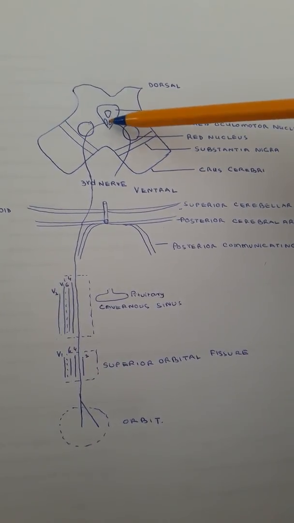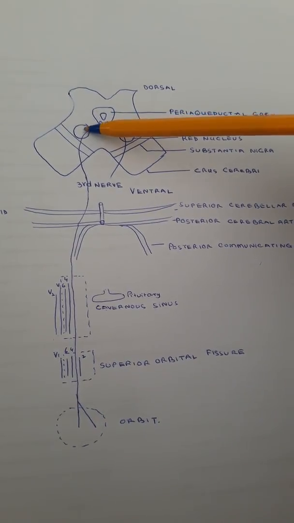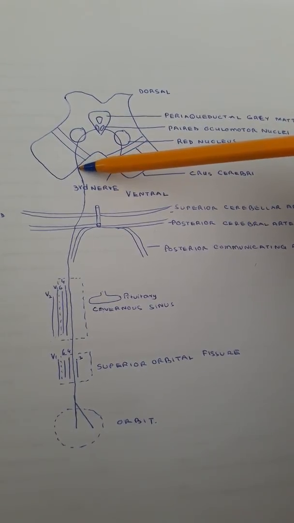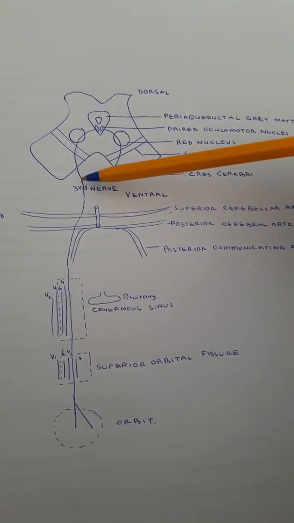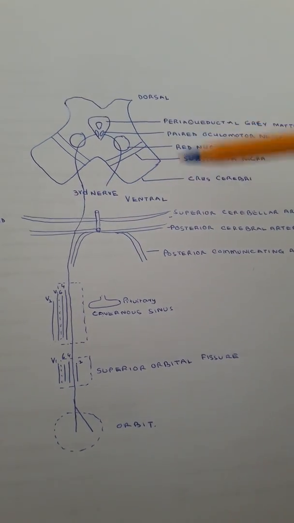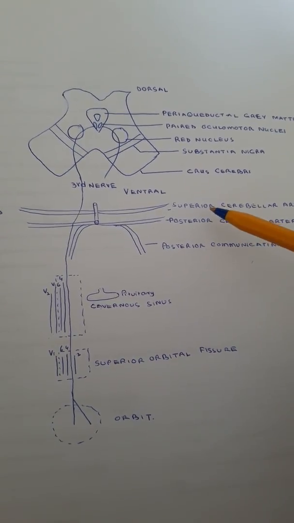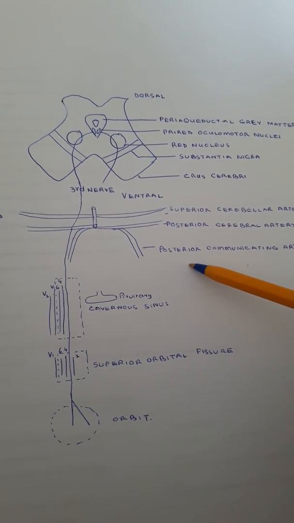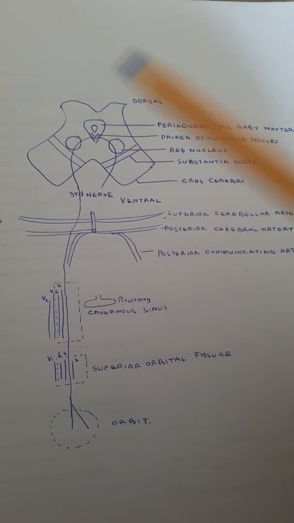So the third nerve fibers coming out from the oculomotor nuclei travel through or near the red nucleus, right? They cross the substantia nigra and in the interpeduncular fossa, they come into the subarachnoid space. When the third nerve fibers come into the subarachnoid space, they come in close proximity to some very important structures. One is the superior cerebellar artery, the posterior cerebral artery, and the posterior communicating artery. So it is running almost parallel to the posterior communicating artery here.